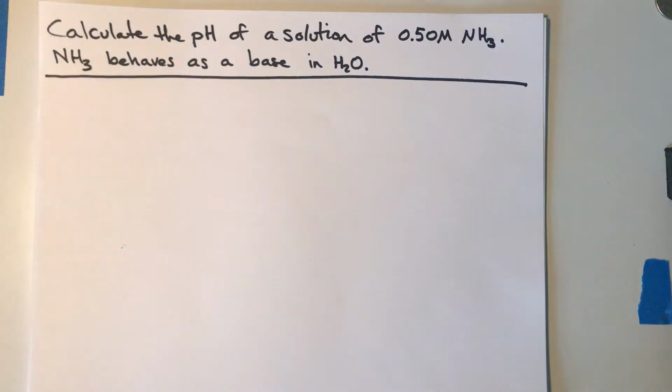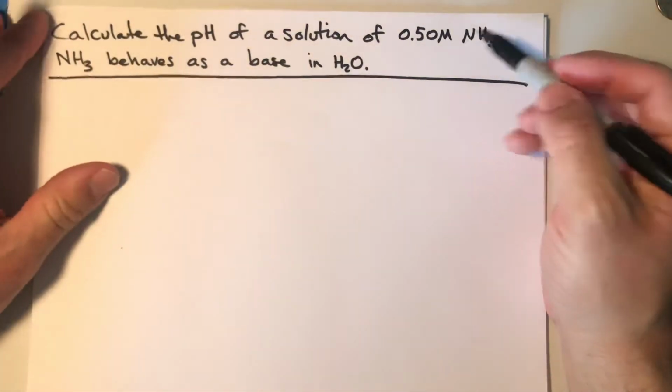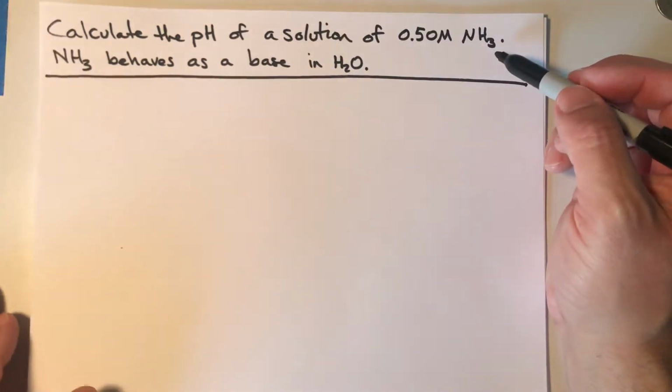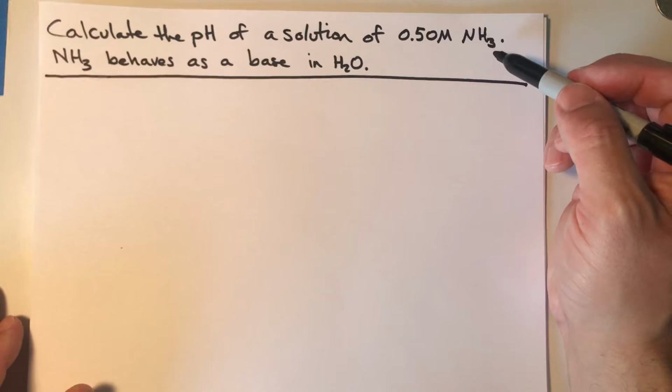Problem involving the pH of a weak base in water. So we've been asked to calculate the pH of a solution of 0.5 molar ammonia. Remember, ammonia is something that we've used in lab a number of times. It's basically the active ingredient in Windex.